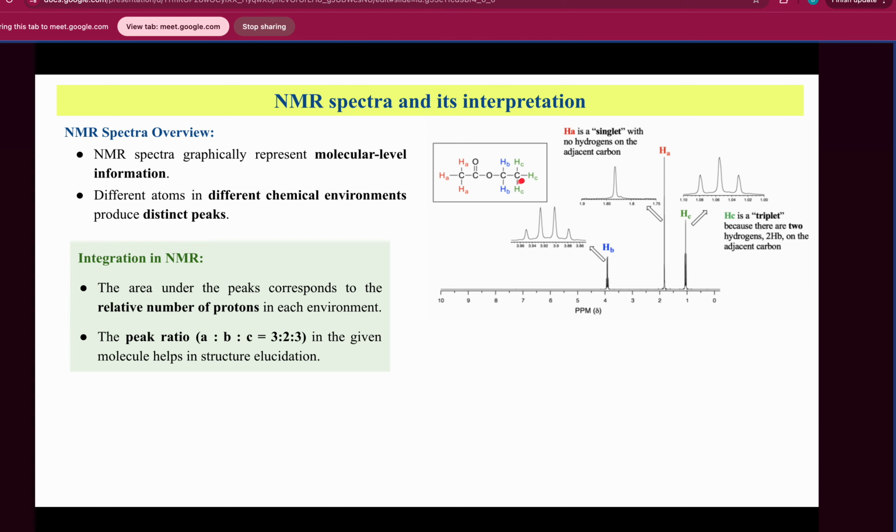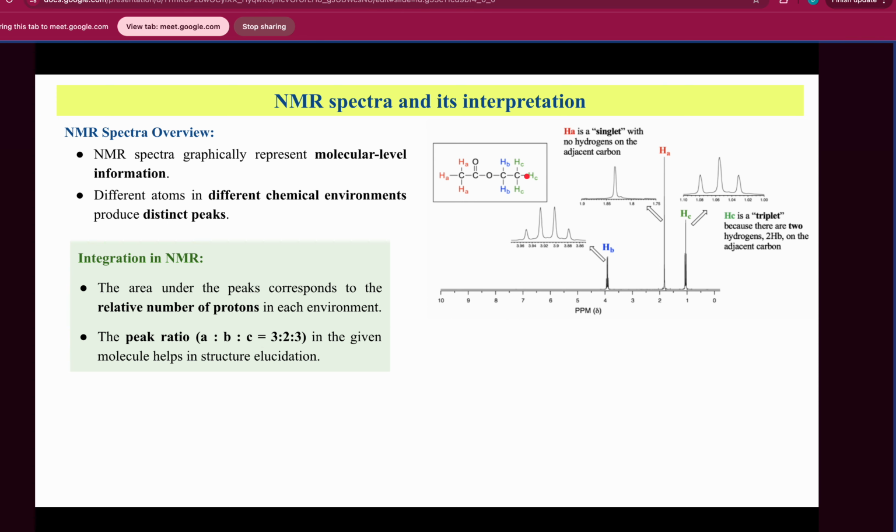So when we say chemical environment, it means which other atoms are attached to this particular hydrogen. What are the other atoms attached to this hydrogen will represent its chemical environment. Then there is the concept of integration. The area under the peak corresponds to the relative number of protons in each environment, and the peak ratio is A is to B is to C. So now we'll see this example.